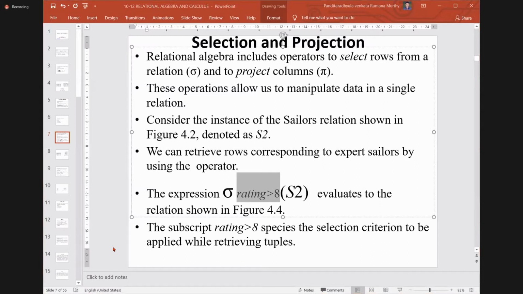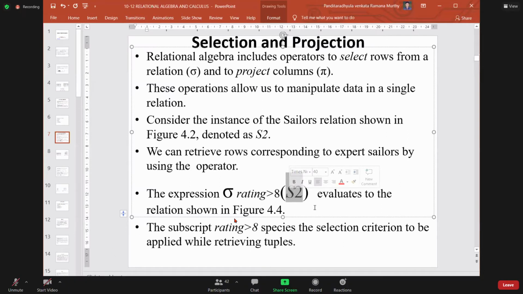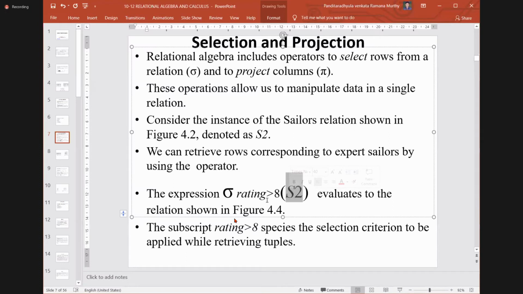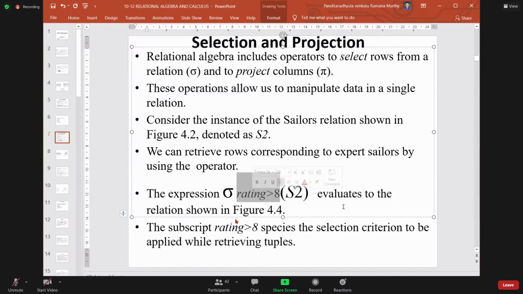In an instance of the table called S2, which we represent in the brackets, S2 indicates we have some information in the table S2. From the particular table, I want all sailor rows where the condition is rating greater than 8.